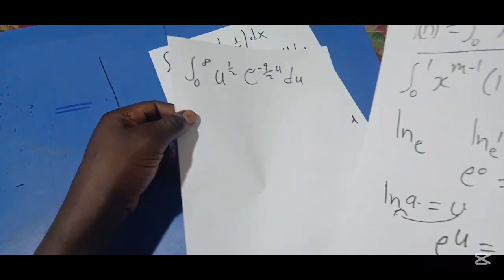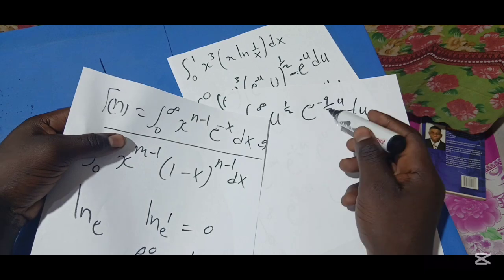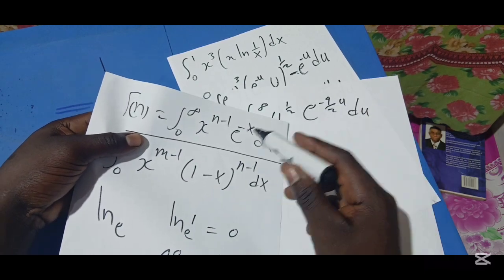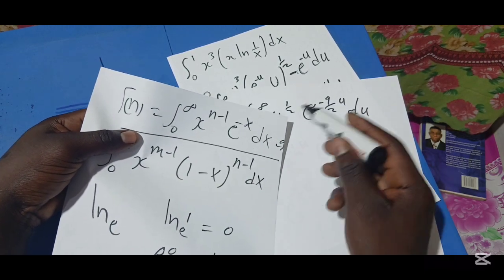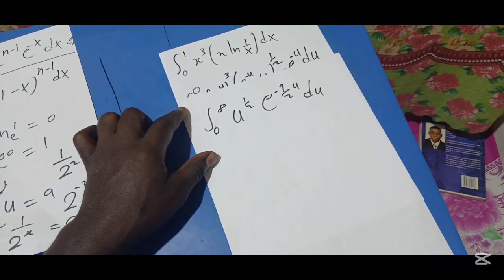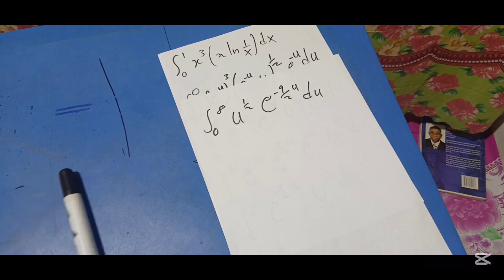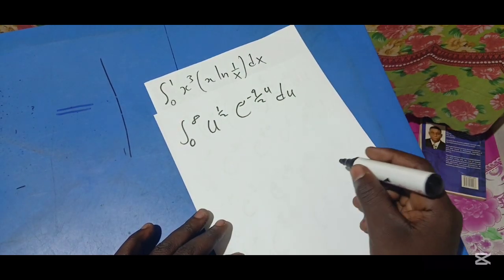I have here u to the power half, that one is okay, but e is not in the form of this. So I have to do another substitution. In this term, let me use t instead of u. So far we've got here.